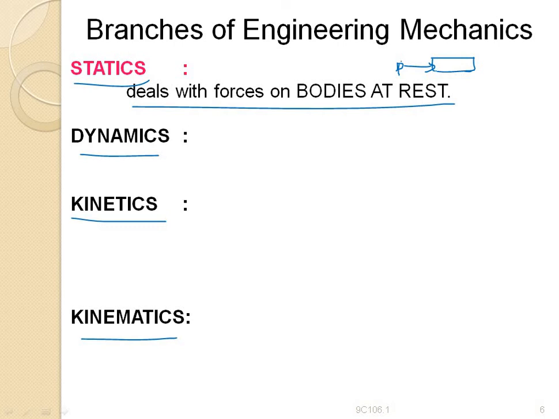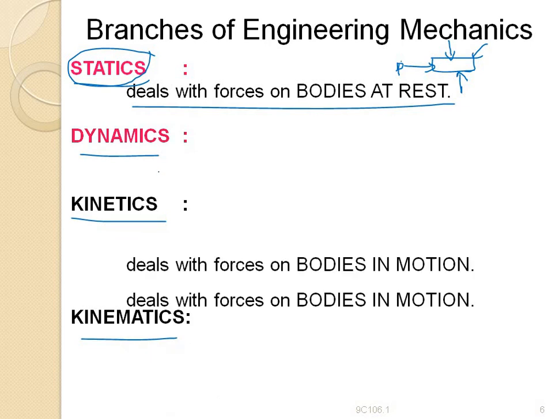Whatever the forces, whether it is the horizontal force or vertical force or downward force, or any other inclined force, whichever forces you are applying on bodies at rest, it is known as statics. Okay, remember.